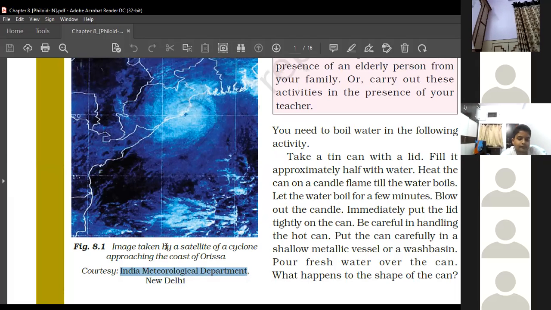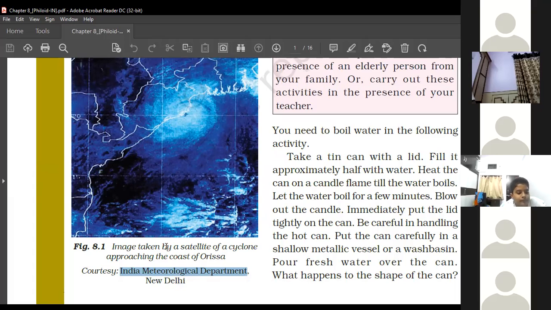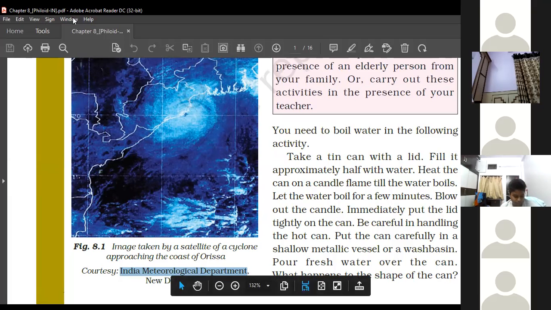Whenever there are cyclone affected areas, the government of India will send one team to that area to vacate all the people from that area. So do you remember? Anyone? Good, Kunal Reddy. Next.